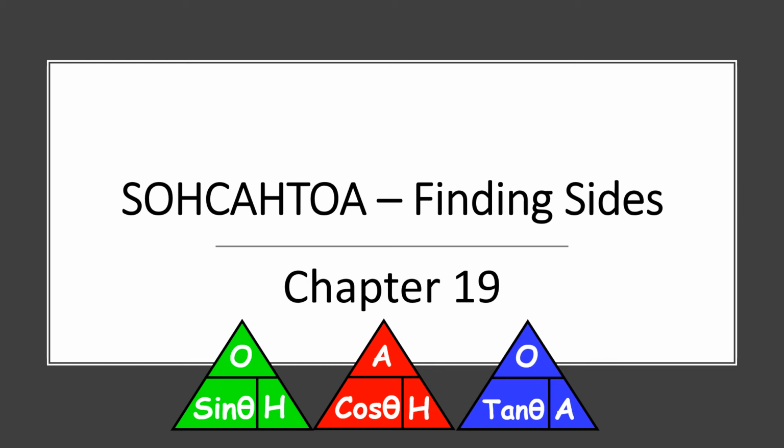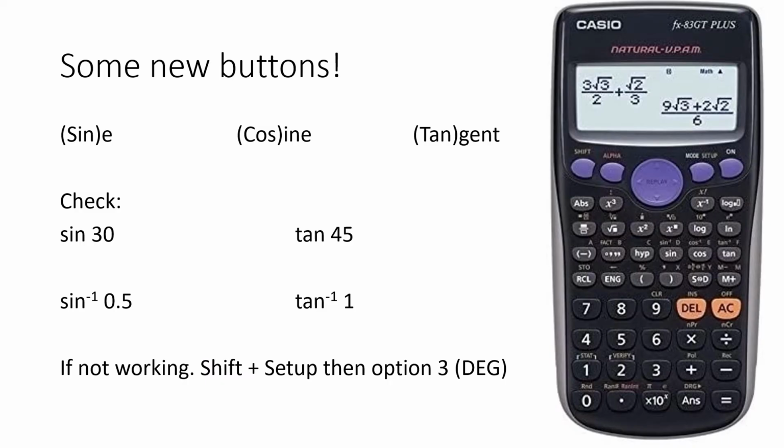Okay folks, we're going to continue with chapter 19. We're still looking at right angled triangles, but this time we're going to think about the angles themselves. I'll start off by saying this is very definitely a calculator topic. Make sure that you've got your calculator handy, and I want you to have a quick look and find three buttons. That is the one that says sin, cos and tan.